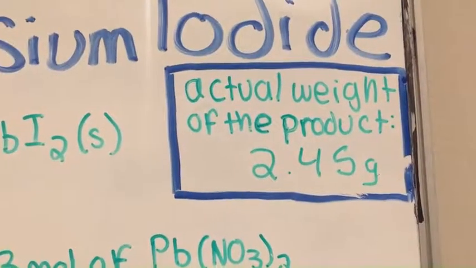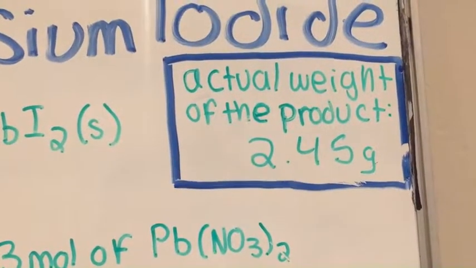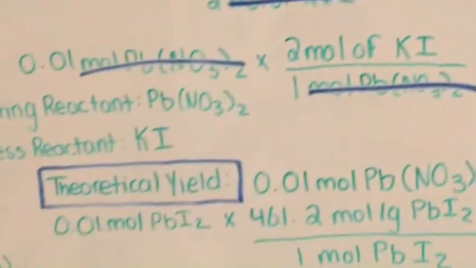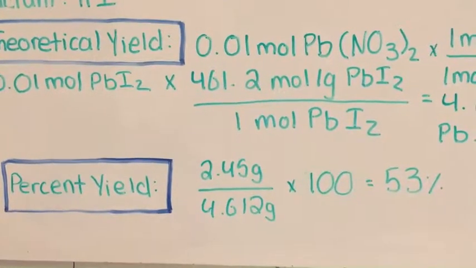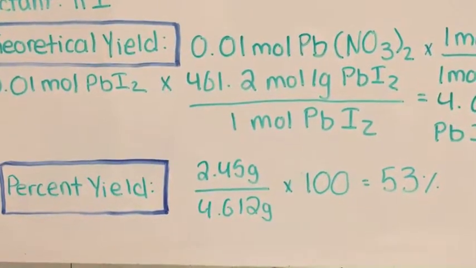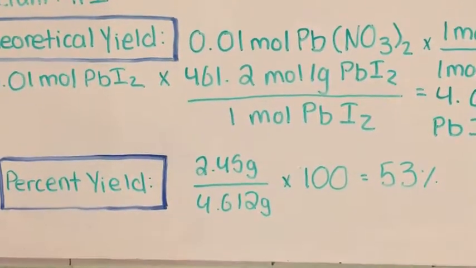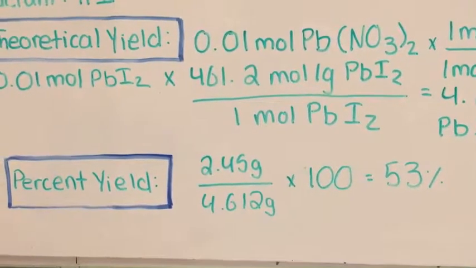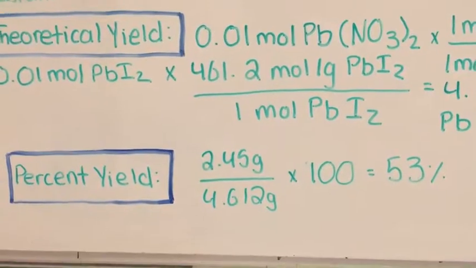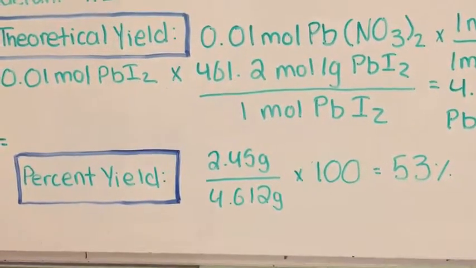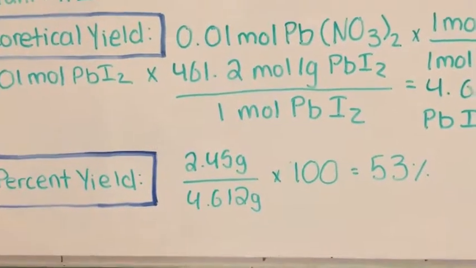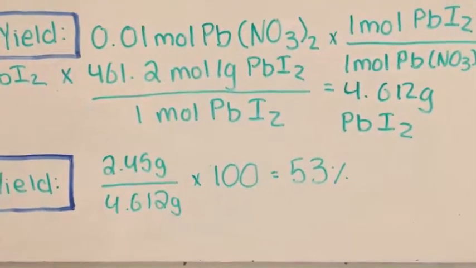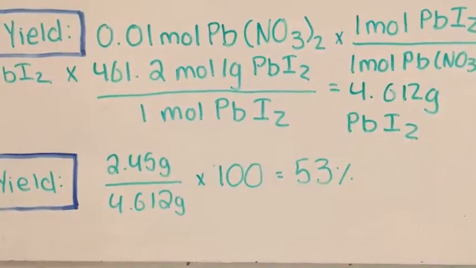The actual weight of our final product was 2.45 grams. In order to find the percent yield, we divide the actual yield by the theoretical yield and multiply by 100 to get our percent yield. So our actual yield is 2.45 grams divided by 4.612, which is our theoretical yield, and we multiply that by 100 to get 53%, which is our percent yield.